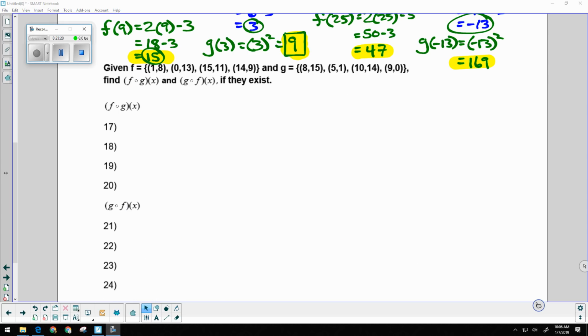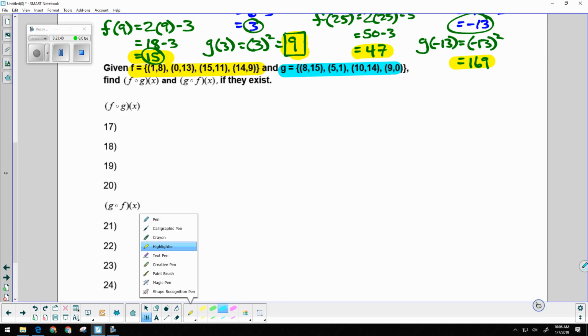All right, so this last set, 17 through 24, again, we're doing compositions, but they're a little bit different because this time our functions are given to us as ordered pairs. There's f of x. There's g of x. Now, to understand how this works with function notation, one example I'm going to do over here to the right isn't one of the problems we're going to do. It's just a standalone example so you understand how the ordered pairs work with function notation.